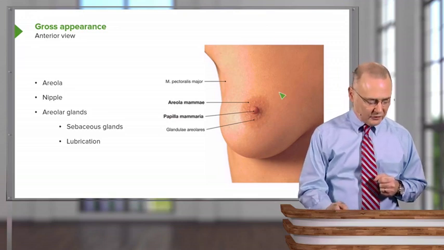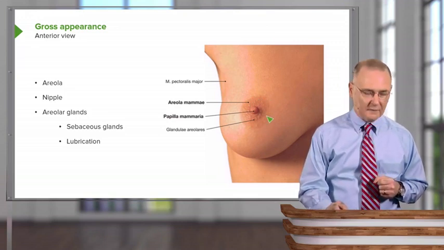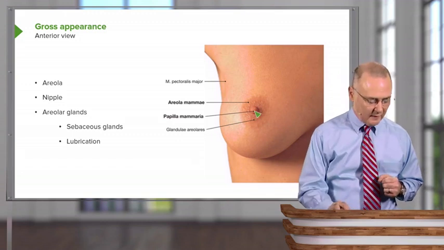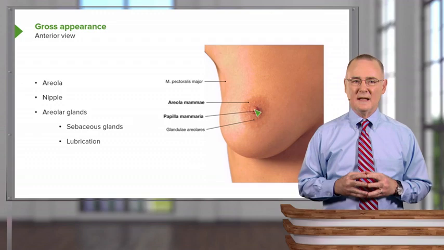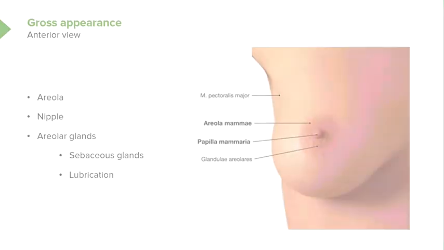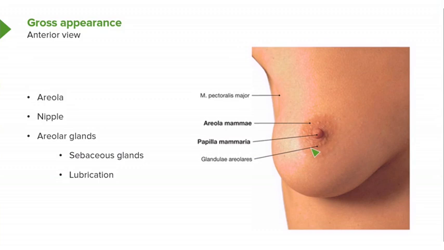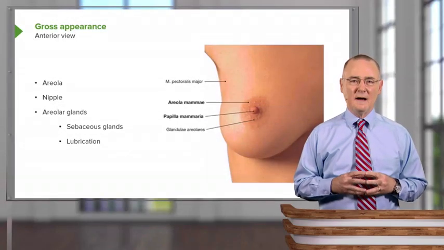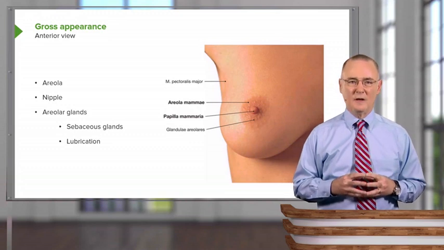The most conspicuous structure is this pigmented area referred to as the areola, and in its center you have an elevation, and that elevated region is the nipple. If you take a look within the pigmented areola, you will see some bumps, and these bumps are sebaceous glands that are referred to as areolar glands, and their oily secretion will help lubricate the areola as well as the nipple, and this is essential, particularly if the mother is nursing her infant.